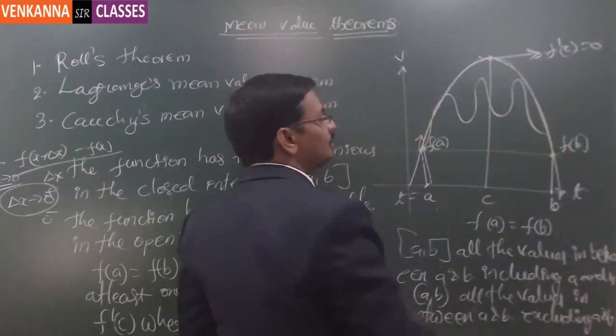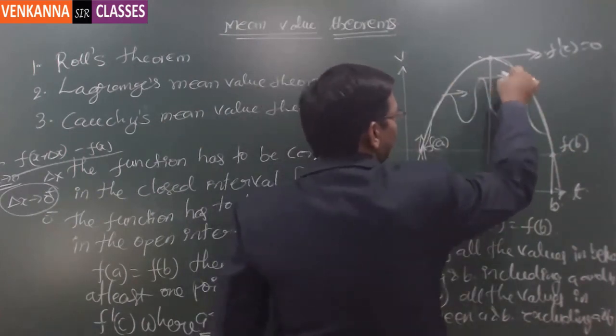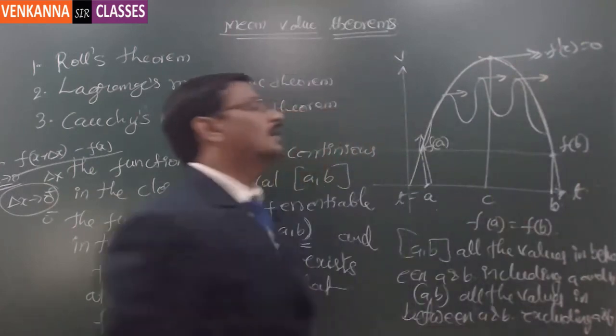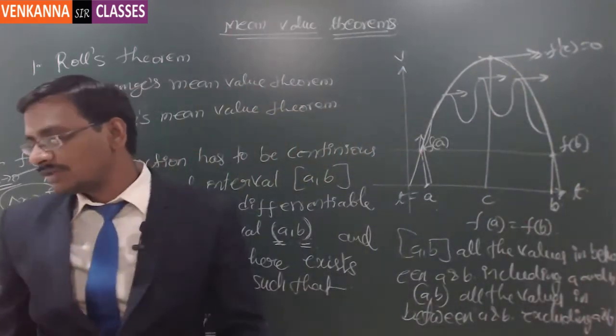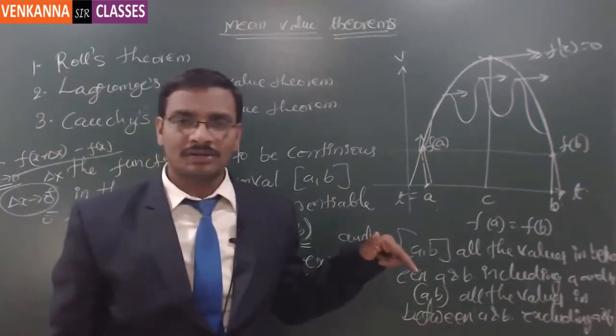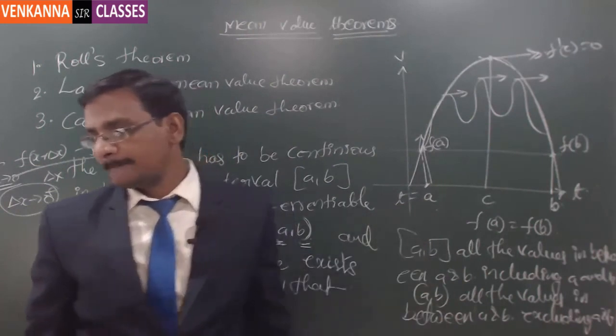Now in this case, if you notice, this is one point where the slope is 0. This is one point where the slope is 0. This is one point where the slope is 0. Now at three different places he might be having the slope 0. That means there exists at least one point. That is the condition. There may be more. Clear?